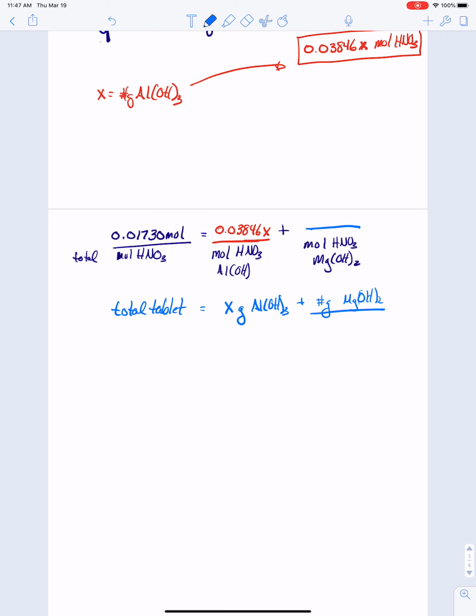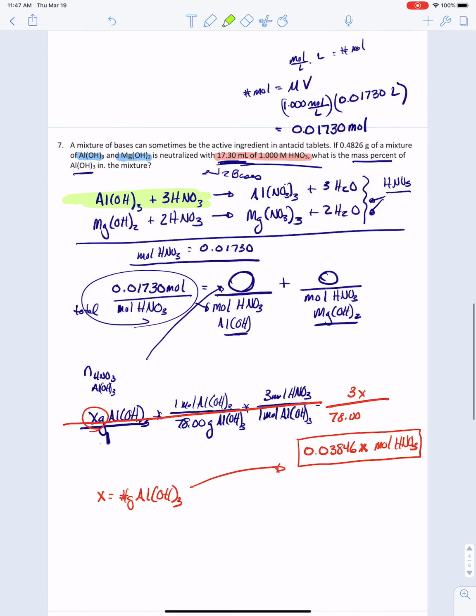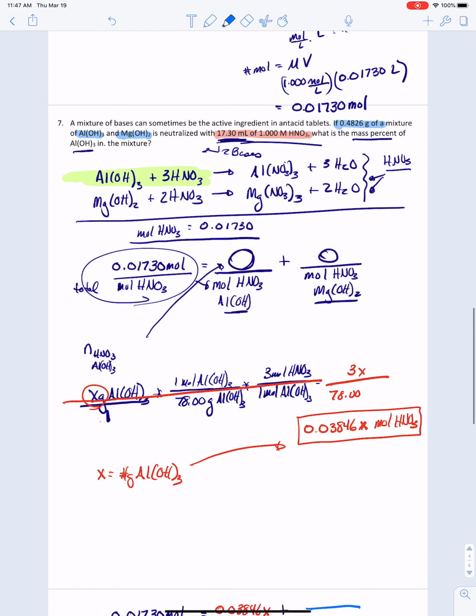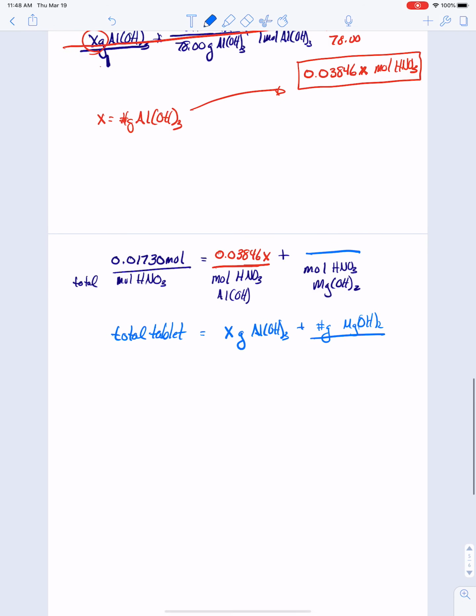So the total tablet, well, that's up here. It's 0.4826 grams. That's the total tablet combined. That's going to be equal to X plus the number of grams of magnesium hydroxide. Right? Well, this isn't major algebra.